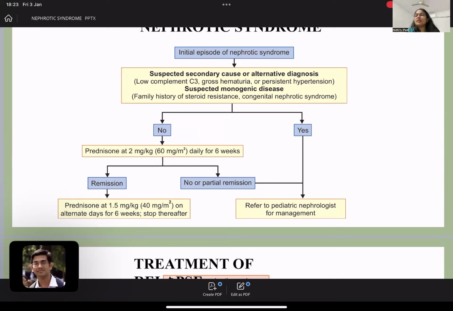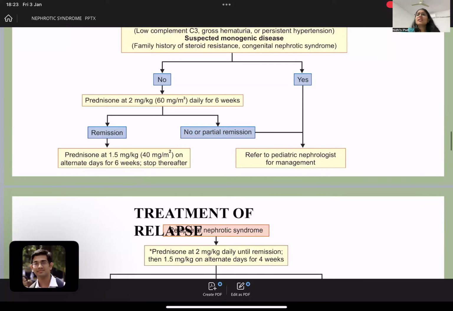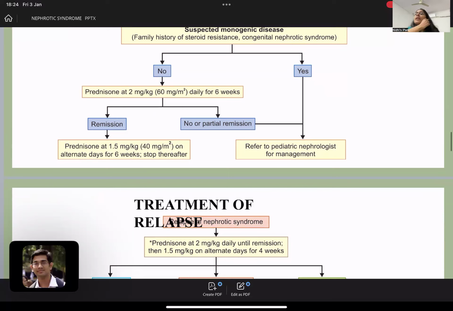We do not taper any further. We stop. We give for 6 weeks daily, that is 2 mg per kg or 60 mg per meter square. Then we give 6 weeks alternate day at 1.5 mg per kg or 40 mg per meter square. Now, this is the treatment for initial episode of nephrotic syndrome. After this, we stop the steroids, and whenever there are relapses, they are treated as per the protocol of a relapse, which we'll discuss later.